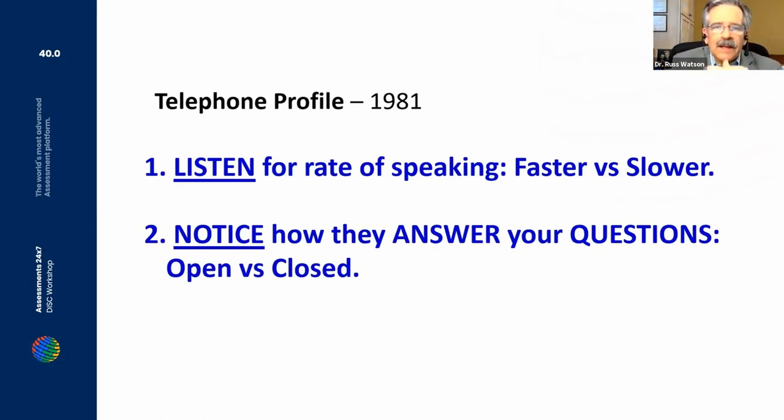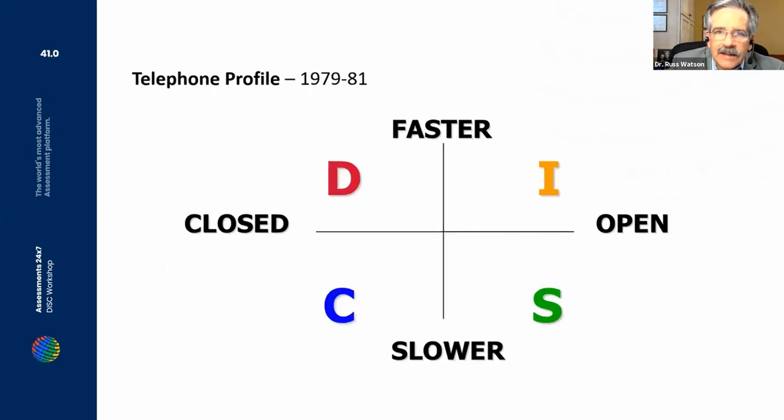Two dimensions in a telephone profile. If you listen for the rate of speaking and place it on some kind of a spectrum, faster or slower, and if you listen for how the person answers your questions, open versus closed, we can put that in a four box. D's and I's talk faster than S's and C's, who talk a little slower.